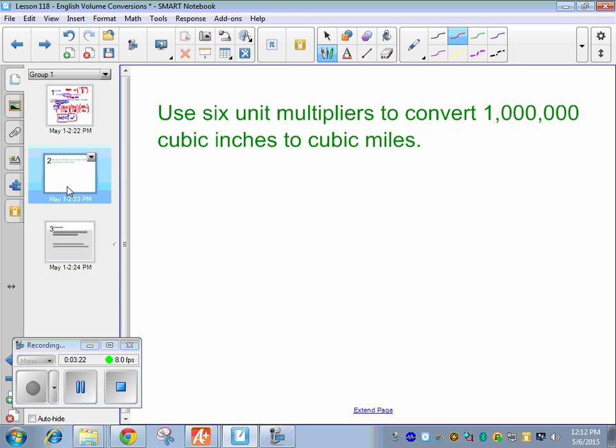So use 6 unit multipliers to convert 1 million cubic inches to cubic miles. Why do we need 6 unit multipliers for this one? Monica? Yep. We're going to go inches to feet, and we need 3 of those. And then feet to miles, and we need 3 of those. So write small so you can fit it all the way across your paper here. So we have 1 million inches cubed, okay, cubic inches, and always put the first one over 1.